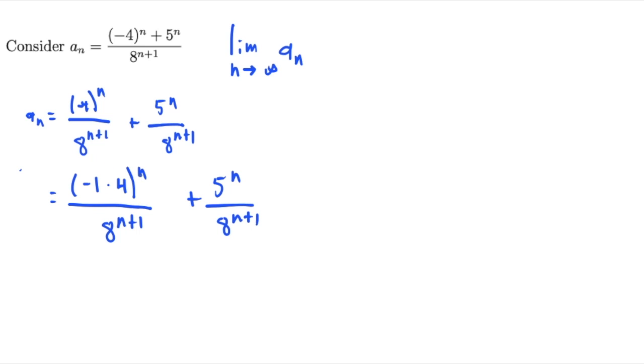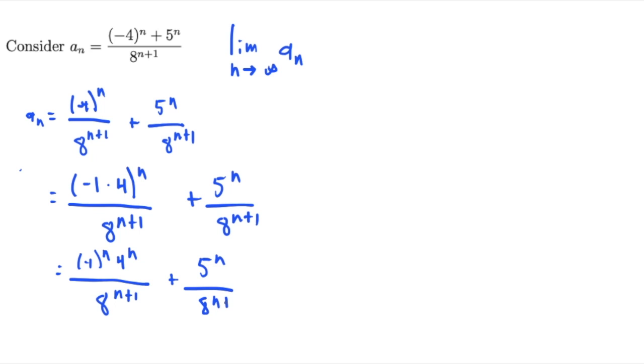And now in this numerator I can actually apply this exponent to each of the terms in this product. So this numerator can be written as negative 1 to the n times 4 to the n. Got a little bit more work that I want to do to both of these fractions, but separating that negative 1 to the n out of that numerator is going to be really helpful.